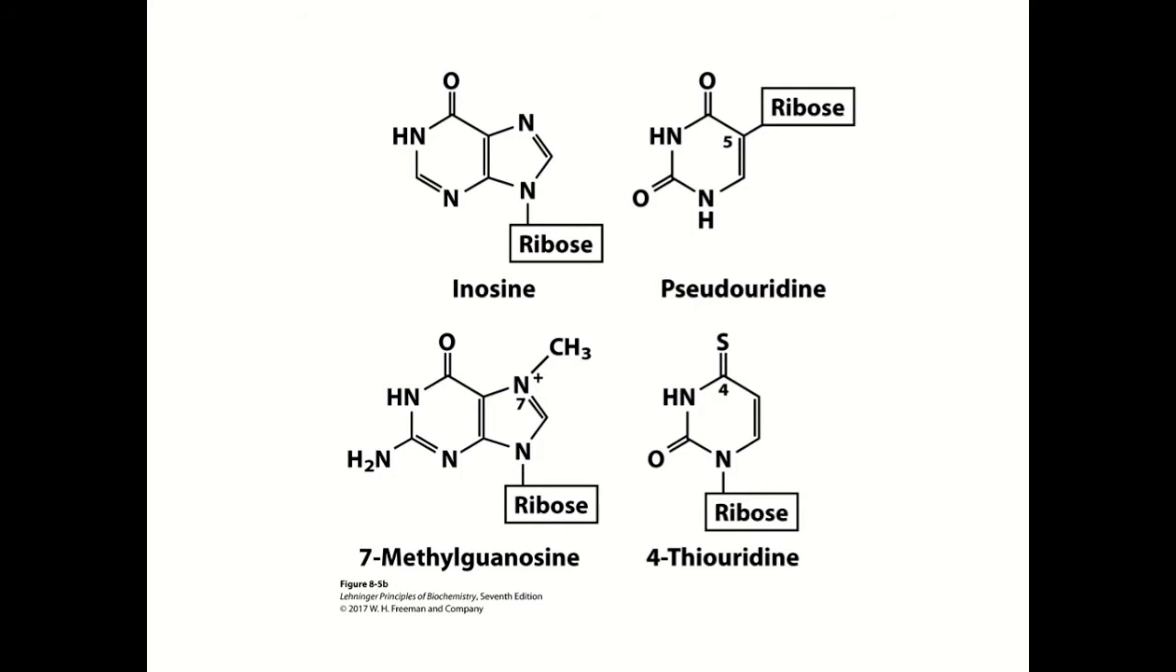This slide shows some of the minor bases found in tRNAs. Notice here that pseudouridine, the only difference is the point of attachment of the ribose. It's at carbon 5, not the nitrogen. And then thiouridine has a sulfur instead of an oxygen.